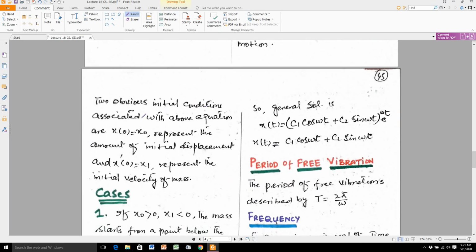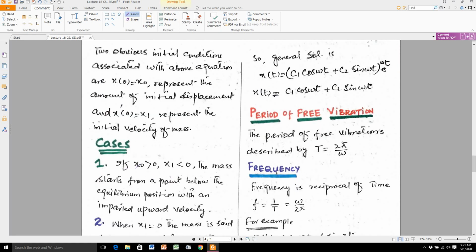Two obvious initial conditions associated with the above equation are x of 0 is equal to x naught, which represents the amount of initial displacement, and x prime of 0 is equal to x1, which represents the initial velocity of the mass. So the cases are: number one, if x naught is greater than 0 and x1 is less than 0, the mass starts from a point below the equilibrium position with an imparted upward velocity.